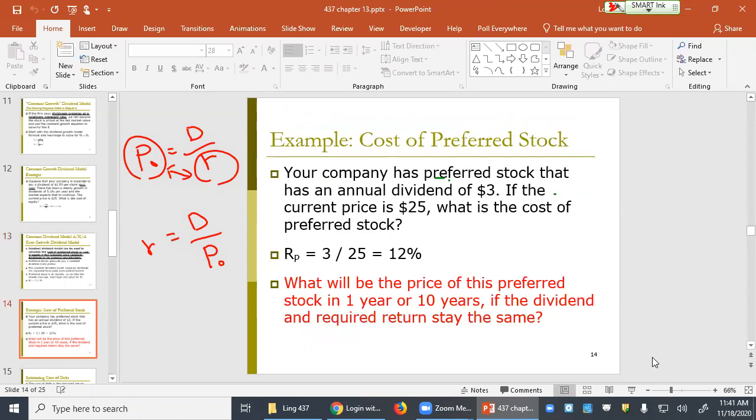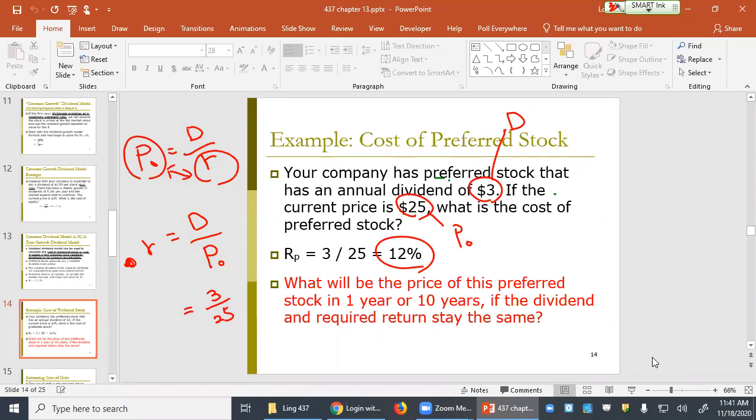So let's look at the numerical example. If your company has preferred stock that has an annual dividend, okay, so this is the annual rate, that's our D, and the current stock price is $25. That is our P0. Okay, what is the cost of preferred stock? And here's the equation on the left. So the implied required rate of return is D, annual dividend of $3 divided by P0 of $25. And it is 12%. Okay, 12%.